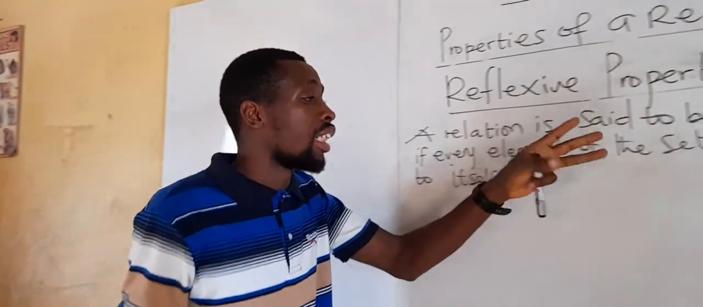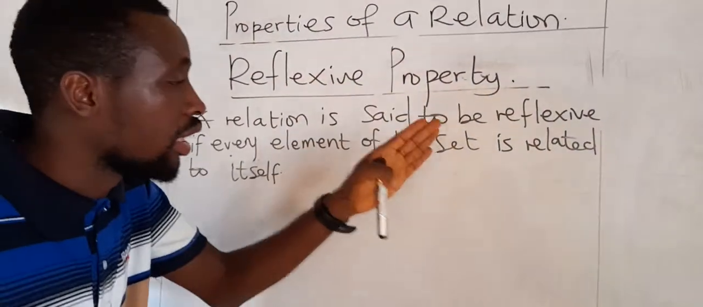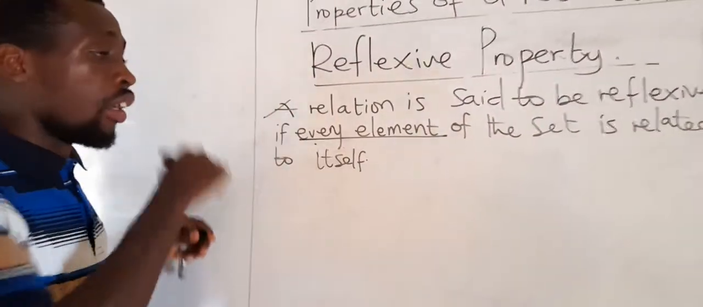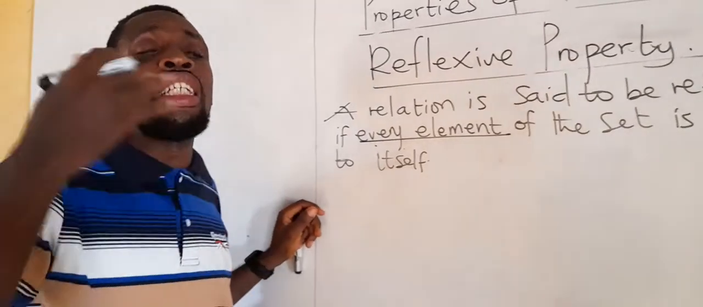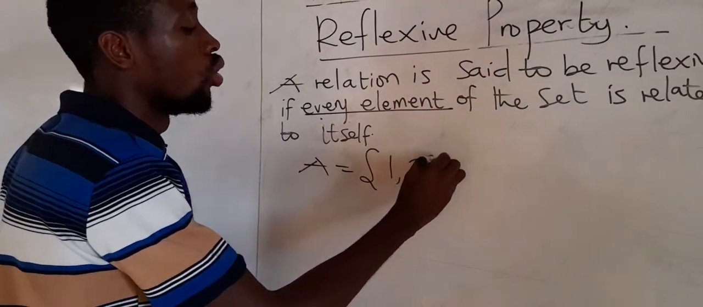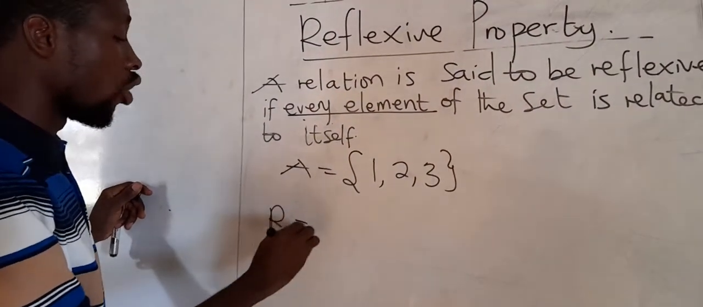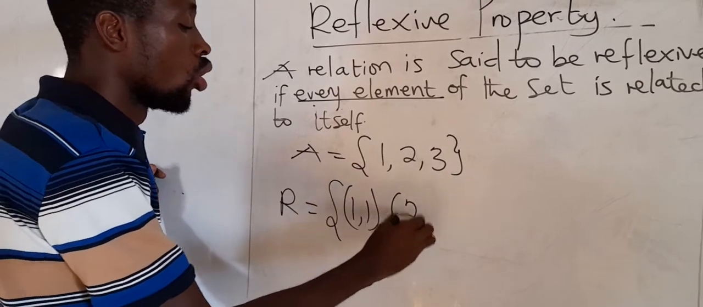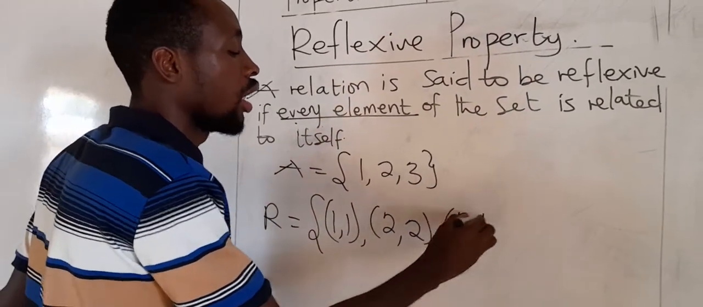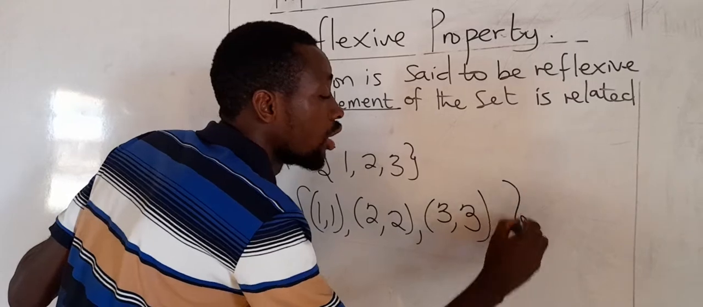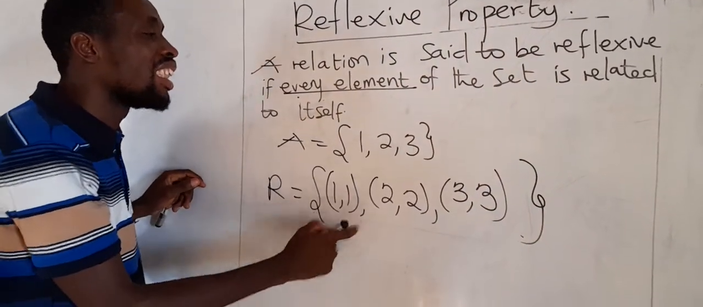So we start things off with the reflexive property. We say a relation is said to be reflexive if every element of the set is related to itself. Remember, every element of the set relates to itself, then that relation is said to be reflexive. For instance, we have a set A equal to {1, 2, 3}, and we have a relation defined on A, and that relation has the ordered pairs (1, 1), (2, 2), (3, 3). If we examine all these ordered pairs, then we say that this relation is reflexive.